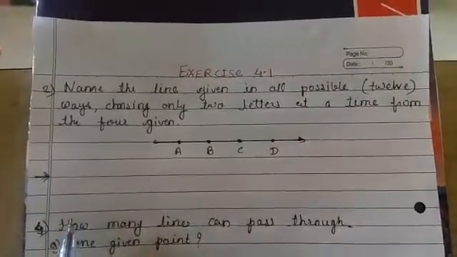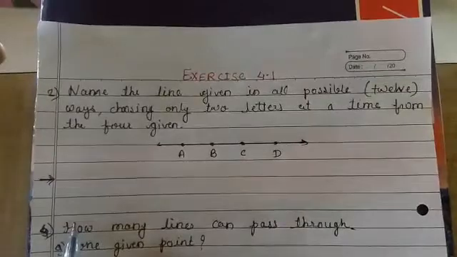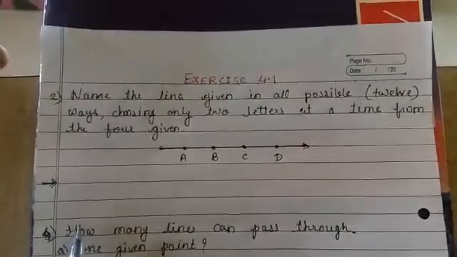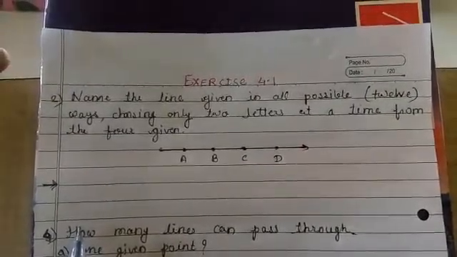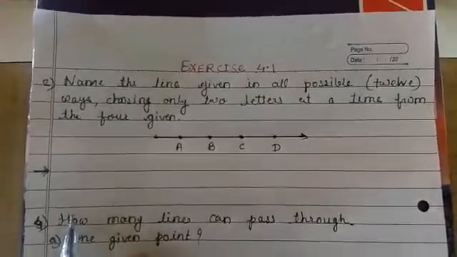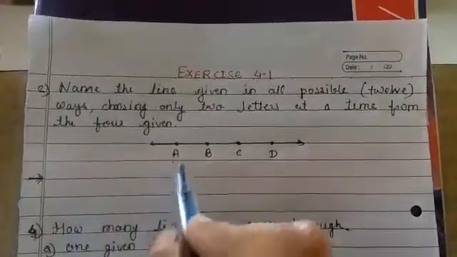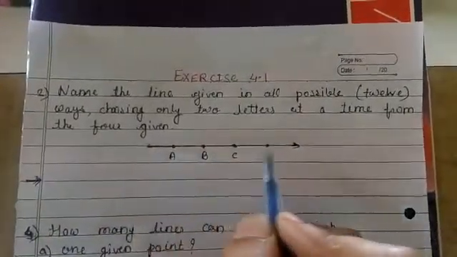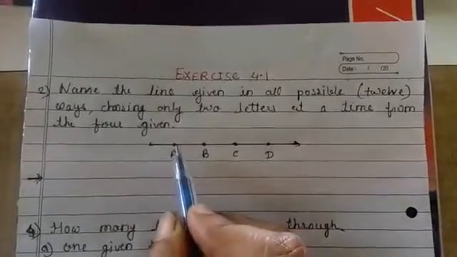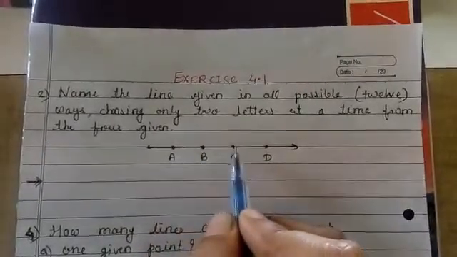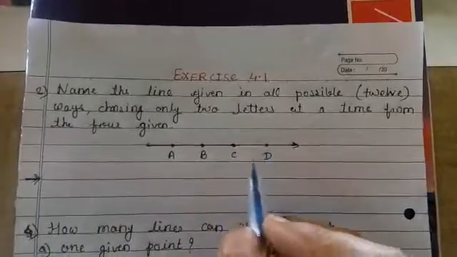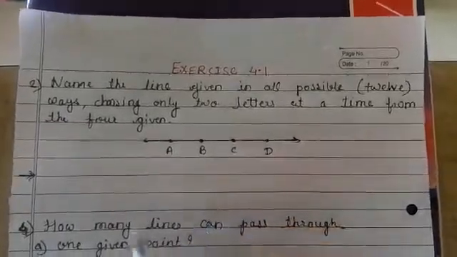Second question from this exercise is, name the line given in all possible 12 ways, choosing only 2 letters at a time from the 4 given. This is a line and the points given on the line are point A, point B, point C and point D. We have to choose only 2 letters at a time.